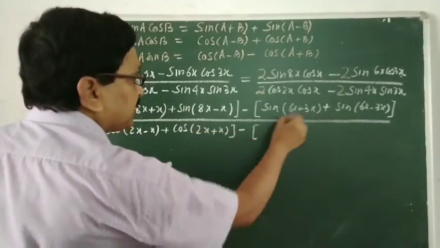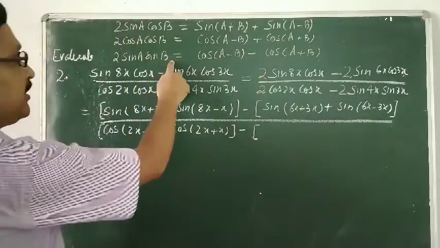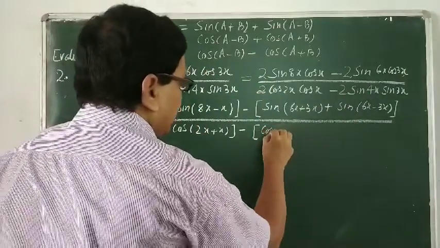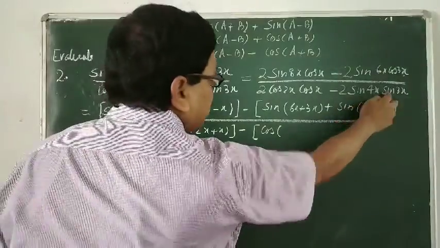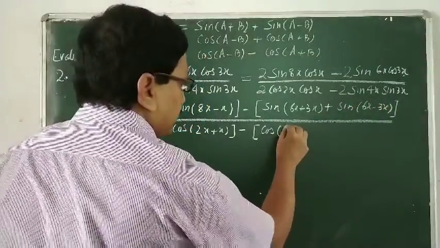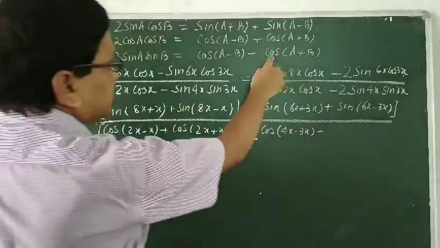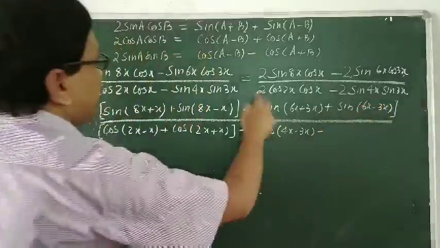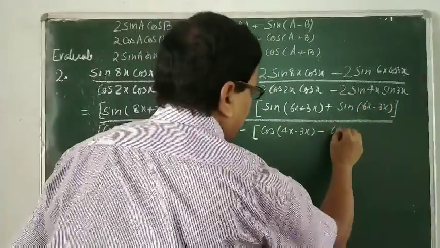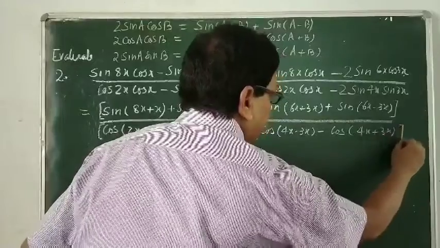minus, continue. Minus again 2 sin A into sin B. 2 sin A into sin B is cos A minus B. Cos A minus B means cos 4x minus 3x, minus this, minus 2 sin A into sin B, 2 sin A into sin B is minus cos A plus B, cos 4x plus 3x, big bracket closed.